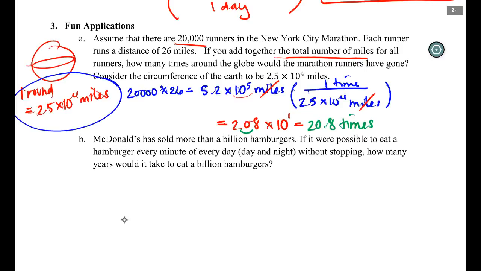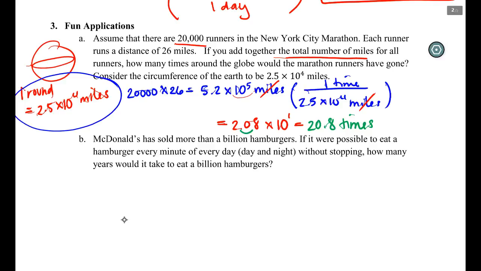All right, last one. McDonald's has sold more than 1 billion hamburgers. If it were possible to eat a hamburger every minute of every day without stopping, how many years would it take to eat 1 billion hamburgers? So we need to figure out what parts are conversion and what parts are starting value.